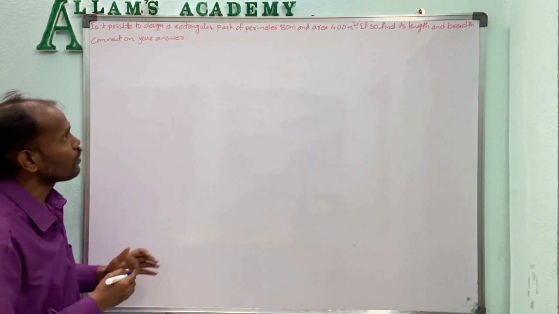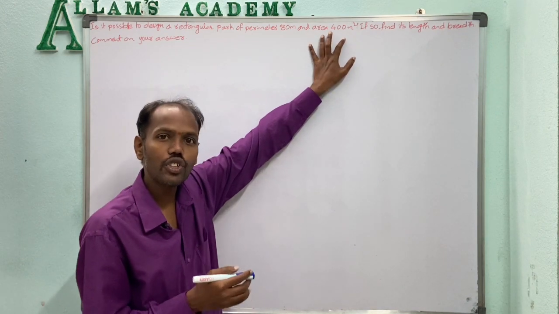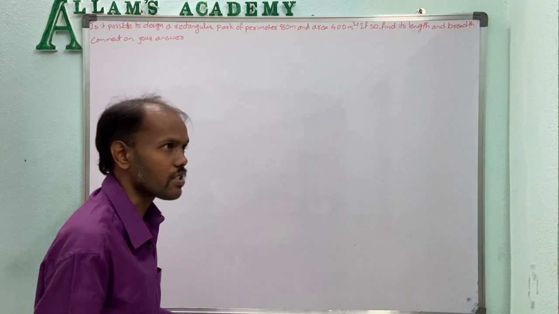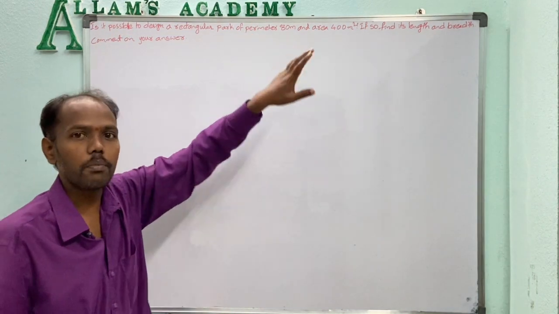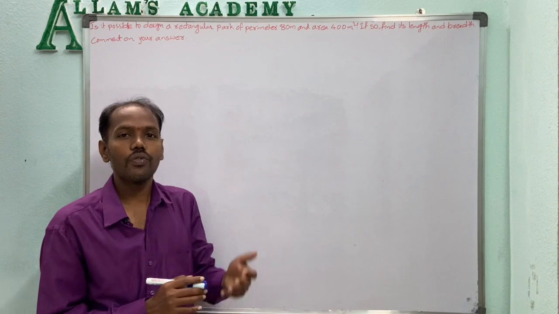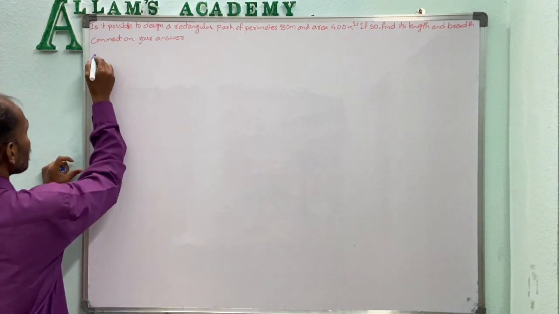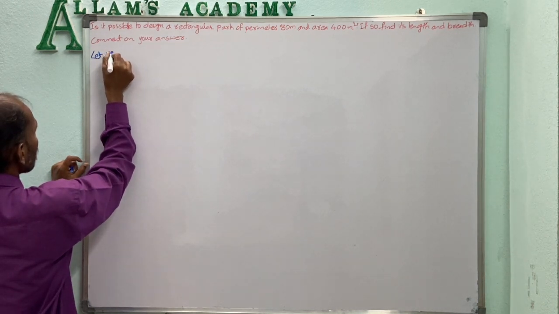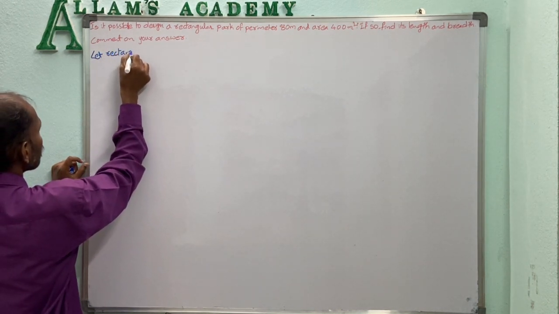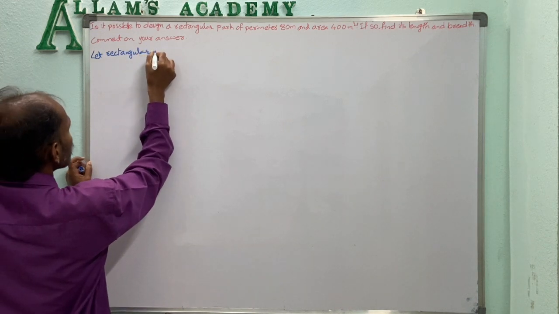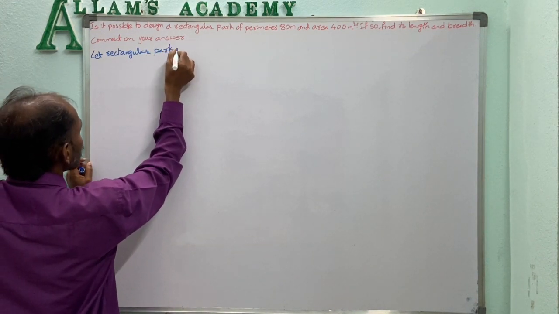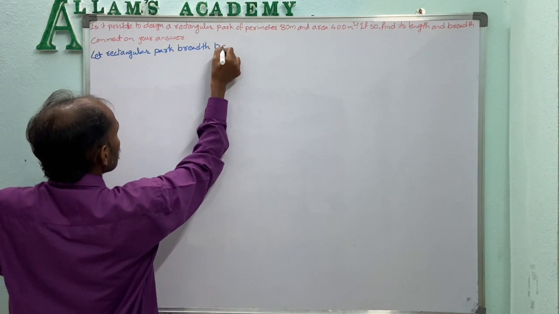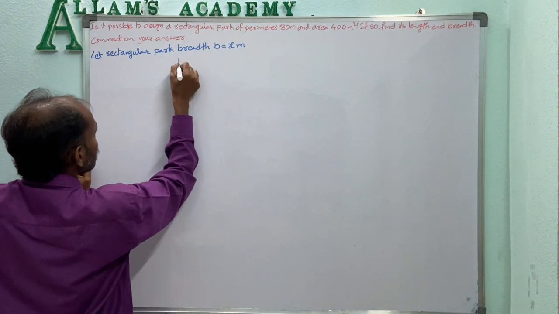Okay, so now we have to write the given information as a quadratic equation, then find the nature of the roots. Is it possible, then find length and breadth, that is given here. So first we take the rectangular park's length and breadth. So let the rectangular park breadth be equal to x meters, then its length L equal to y meters.